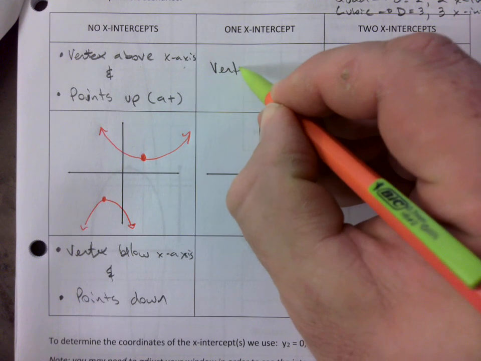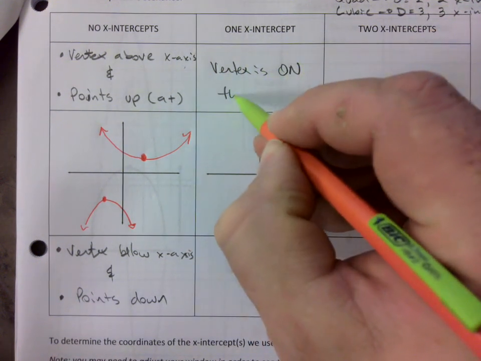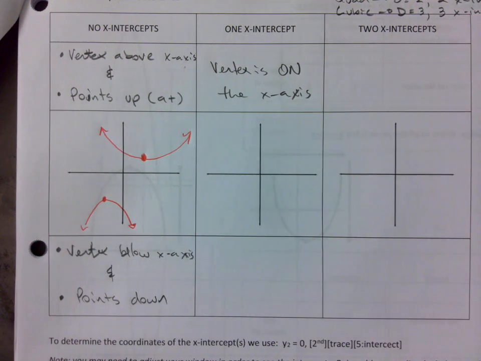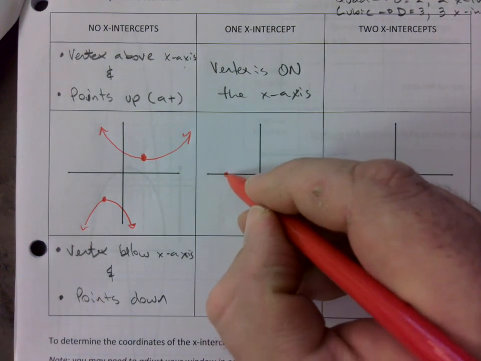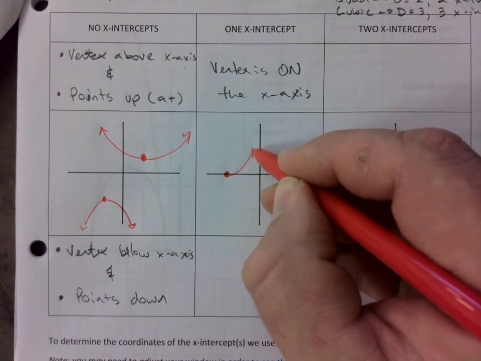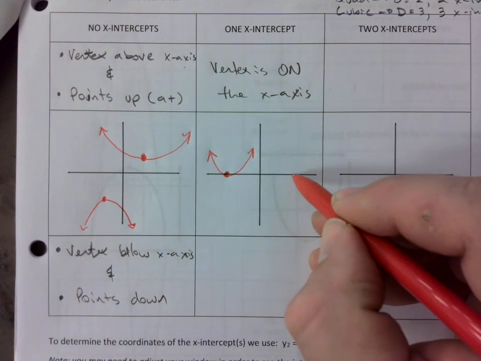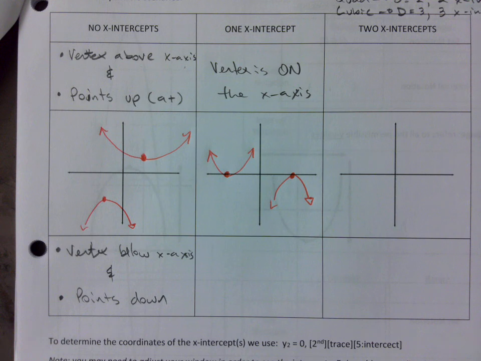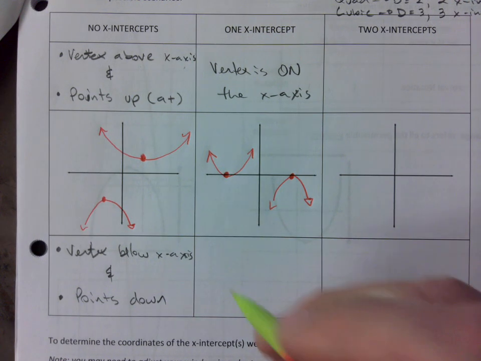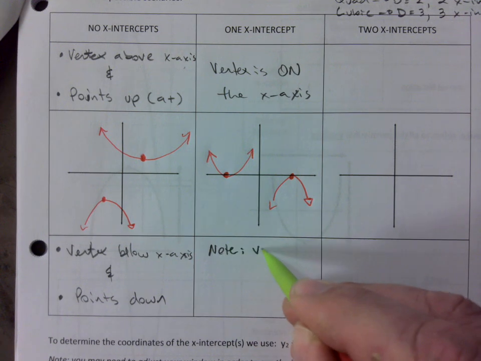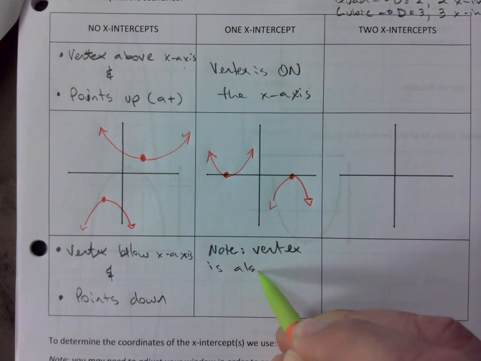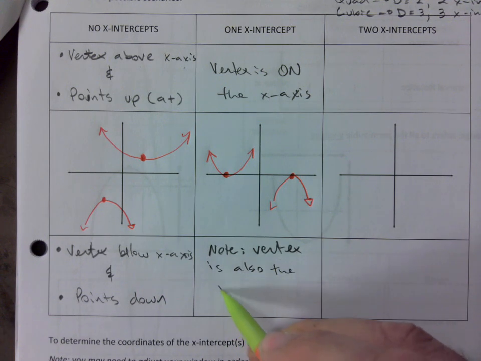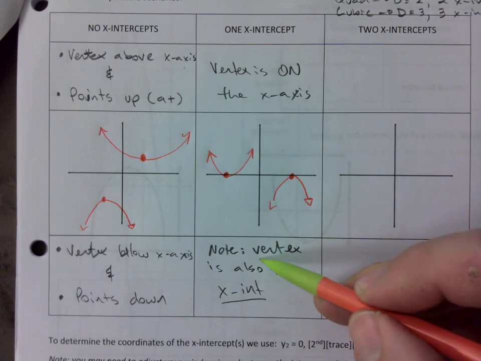That means that the vertex is on the x-axis. Vertex is on the x-axis. So it could be here somewhere, and it could be pointing up. Or it could be somewhere on the line here and pointing down. As you can tell, pointing up or down doesn't change a thing. The vertex is right on it, so there's one x-intercept. I'm going to make a note. Note: the vertex is also the x-intercept. It's both. In this case, the vertex is also the x-intercept.